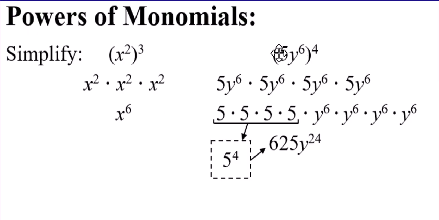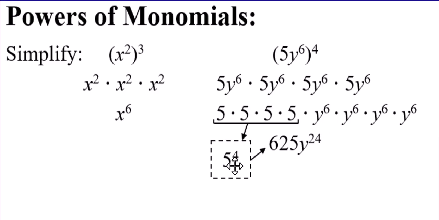Well, what if there was more stuff inside of the parentheses taken to a power? Then that would be 5y to the 6th times itself again, times itself again. Now, if I use the commutative property of multiplication, I can rearrange this and put the 5's all with each other. That would be the same as 5 to the 4th. Put these y's with each other. You could do the trick that we were talking about over here. Add their exponents. 6 plus 6 plus 6 plus 6 would give you 24.